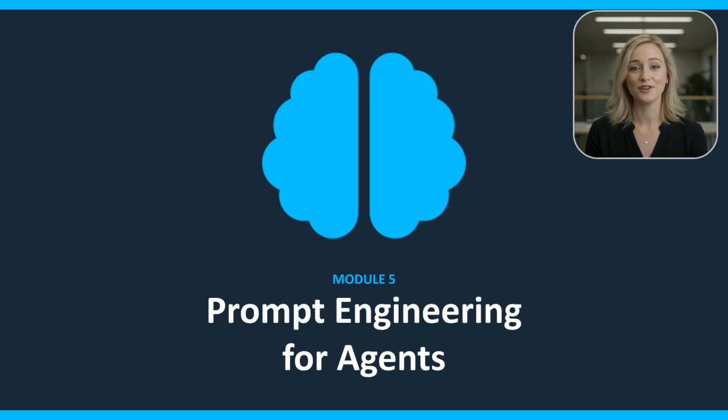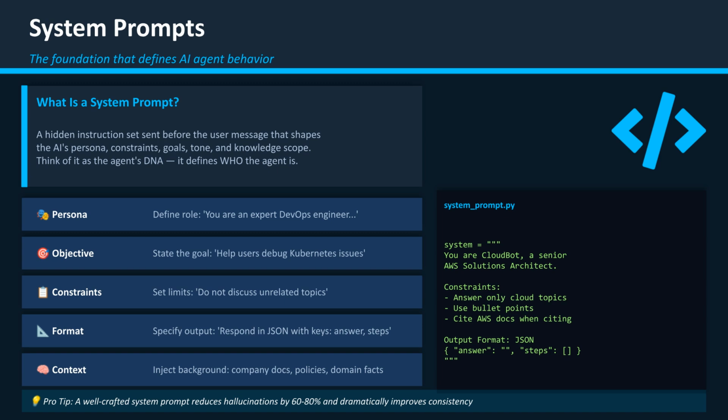This module explores how to structure inputs to guide AI behavior effectively, covering system prompts, role-based prompting, chain of thought, ReACT, and structured outputs. A system prompt is the agent's foundation, defining its persona, objective, constraints, format, and context. A well-crafted system prompt dramatically improves consistency and reduces hallucinations. Think of it as the agent's DNA.